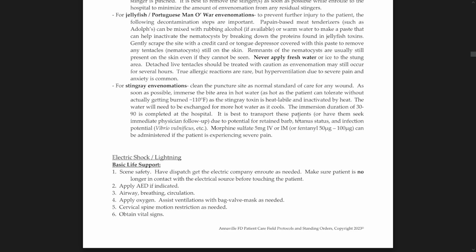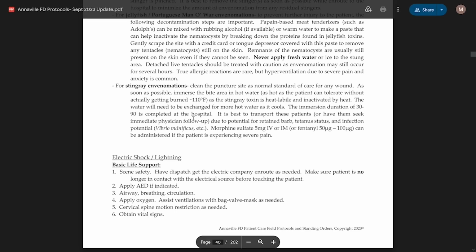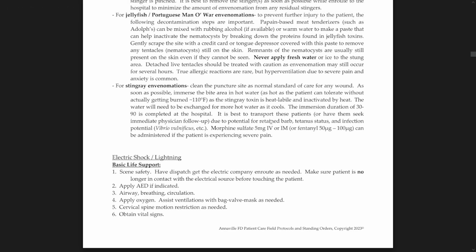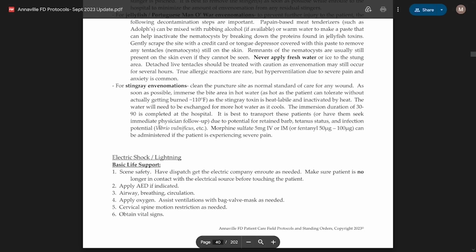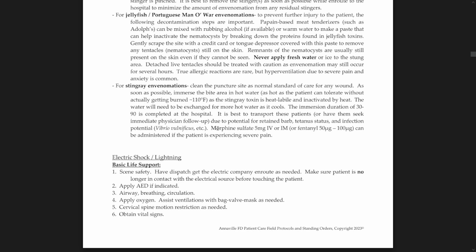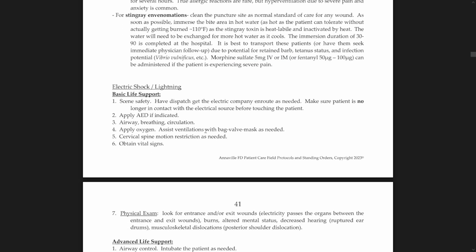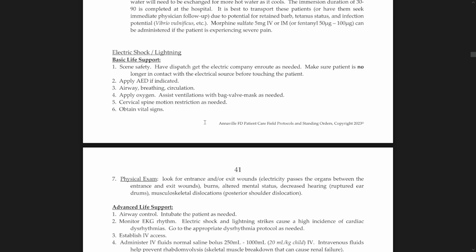It is best to transport these patients or have them seek immediate physician follow-up due to the potential of a retained barb, tetanus status, and infection potential such as Vibrio, which is like the flesh-eating bacteria, and so on. You can administer morphine sulfate 5 milligrams IV or IM or fentanyl 50 to 100 micrograms to a patient experiencing severe pain. Now, for electric shocks or lightning shocks.